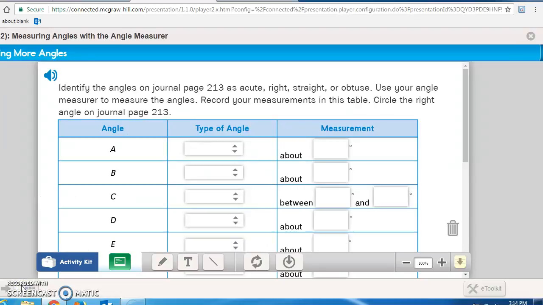I am currently looking at Math Journal page 213. I want you to pause the recording and turn to page 213 and make sure that you have your measuring tool, your circle, on hand with the degrees marked for this next guided practice. You are going to be looking at all sorts of different angles here on this page. Before you ever begin measuring, I want you to estimate about what you think that angle is going to be. So look at angle A.